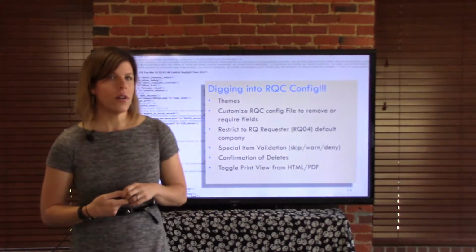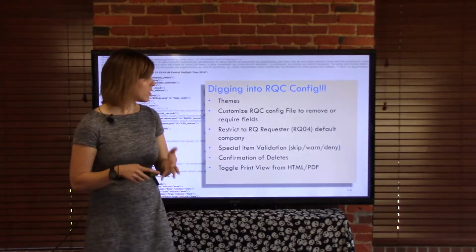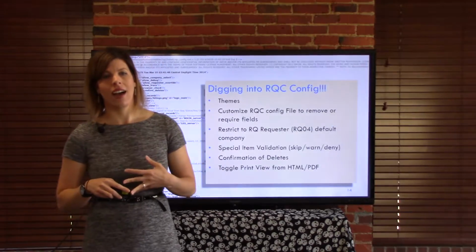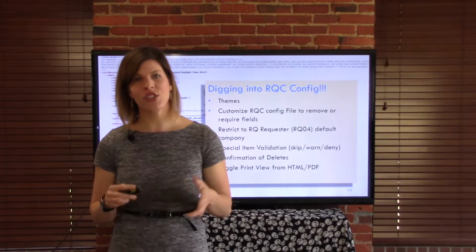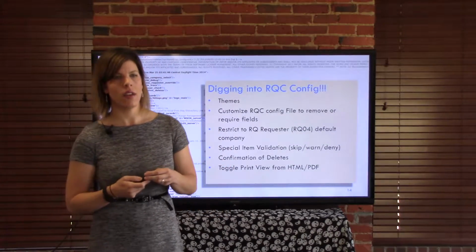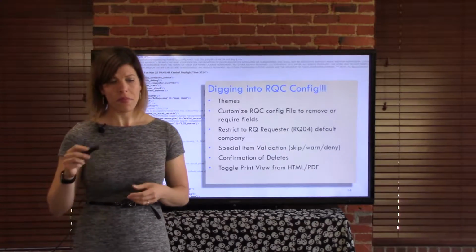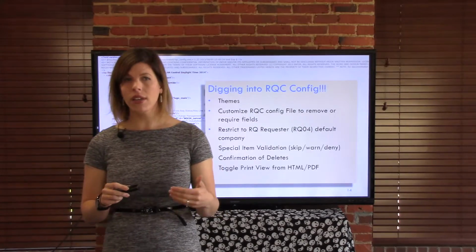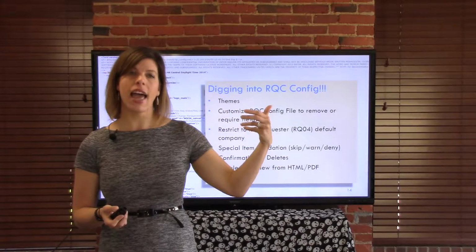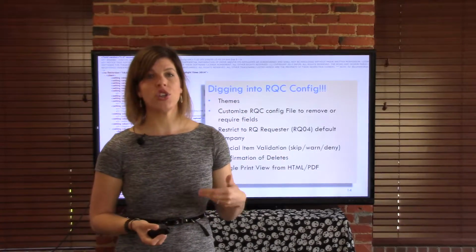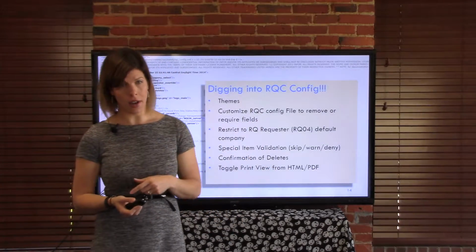And then there's also additional capability for specials. So there's a special item validation. So there's skip, warn, or deny. Definitely wouldn't recommend skipping. I would either go with warn or deny. Warn's usually the normal one everyone goes with. And this basically means if they're in special service in RQC, and they type in an item number that's already built in the item master, it's going to warn them. It's going to say, hey, here are the items that actually match this manufacturer number. Would you like to order these instead? And it will give them the option to add it to their requisition line cart.